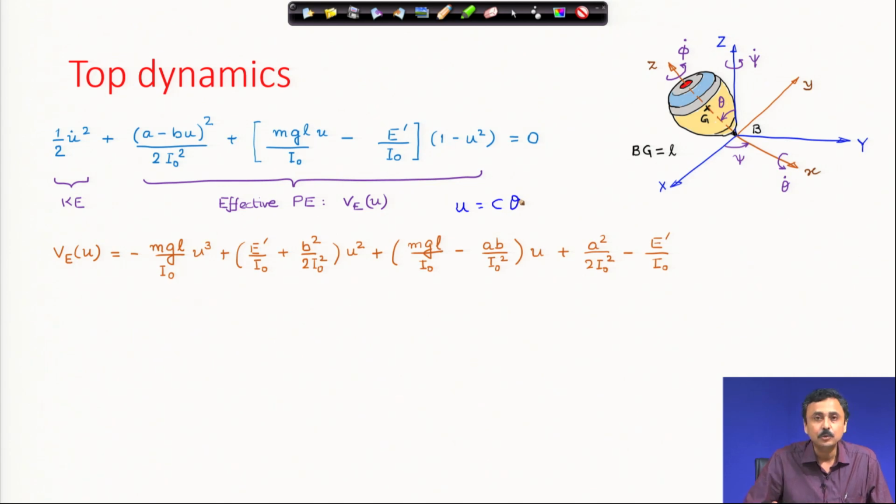If I take u to positive infinity, then the cubic term will be the dominant term, and you will have this function V effective goes to minus infinity. And if you take u to minus infinity, V goes to plus infinity. This is the first observation we can easily make.